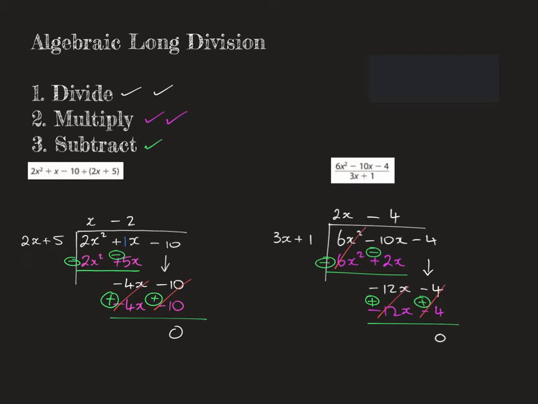So from that, we can see that 3x plus 1 is a factor. So 3x plus 1 is a factor of this because it divides in evenly. But also 2x minus 4 is a factor of this because it divides in evenly. And another way of looking at that is that 3x plus 1 multiplied by 2x minus 4 should give you 6x squared minus 10x minus 4. Okay.